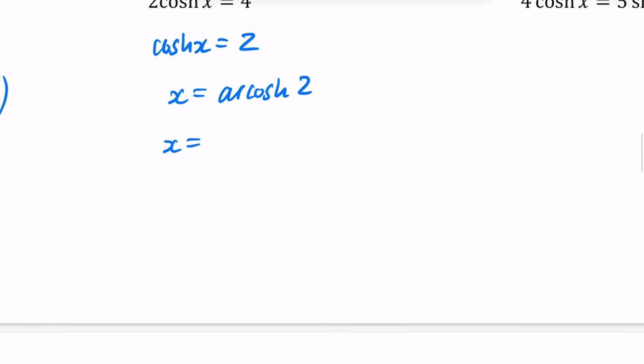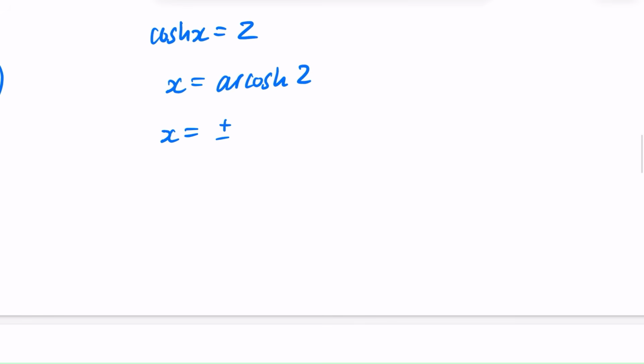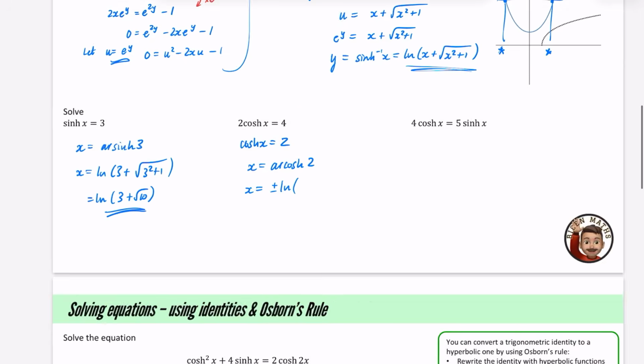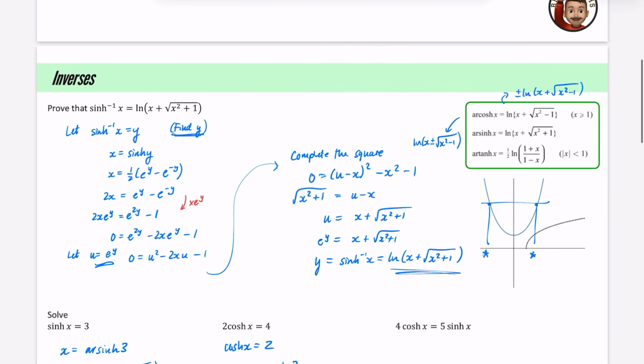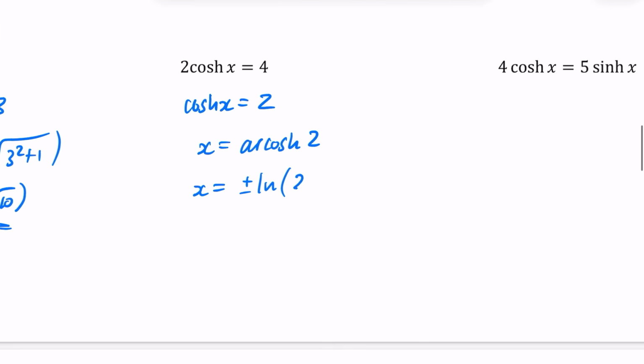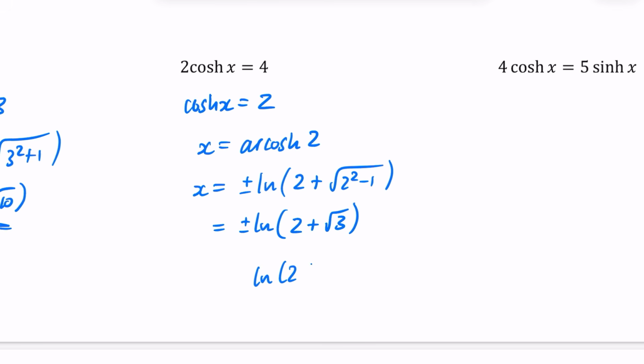I'm probably going to do the plus or minus just outside the front. So it's going to be plus or minus the ln of x plus the square root of x squared minus 1. So x is plus or minus the ln of 2 plus root 3. The alternative, like I said, is 2 plus or minus root 3 like this. It is exactly the same thing. Just give your answer in one of those forms that we've got.